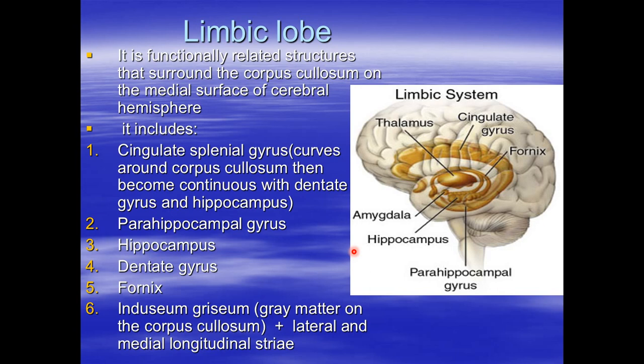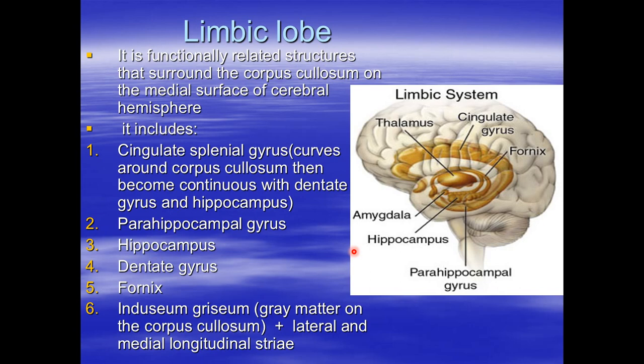let's talk about the limbic lobe. It's functionally related structures. There are multiple structures related to each other functionally. This structure surrounds the corpus callosum on the medial surface of the cerebral hemisphere. It includes the following structures: the cingulate splenial gyrus, the parahippocampal gyrus, the hippocampus, the dentate gyrus, the fornix, and the indusium griseum.